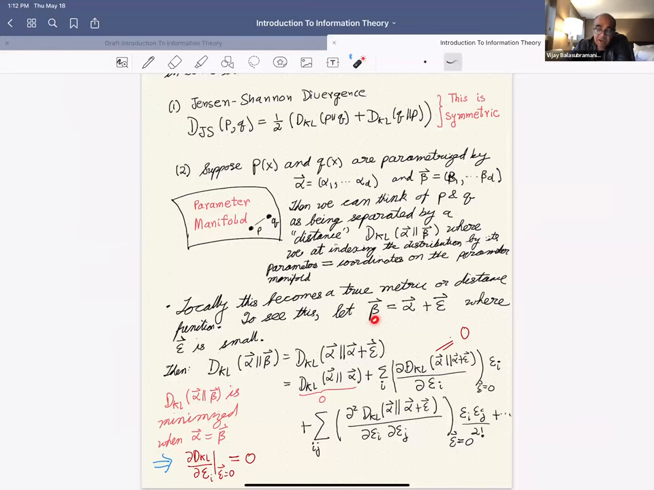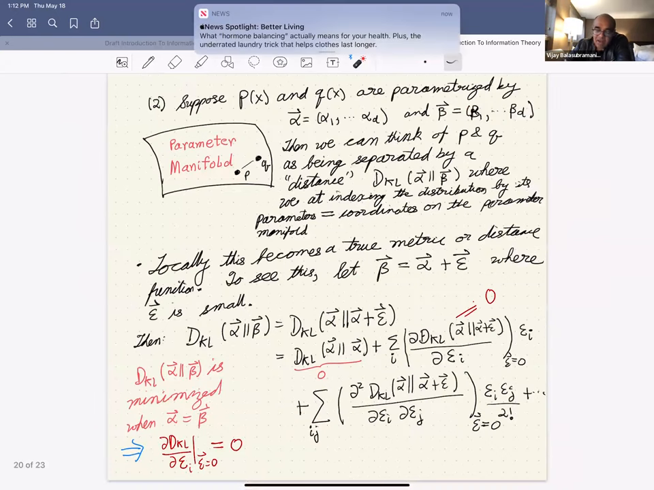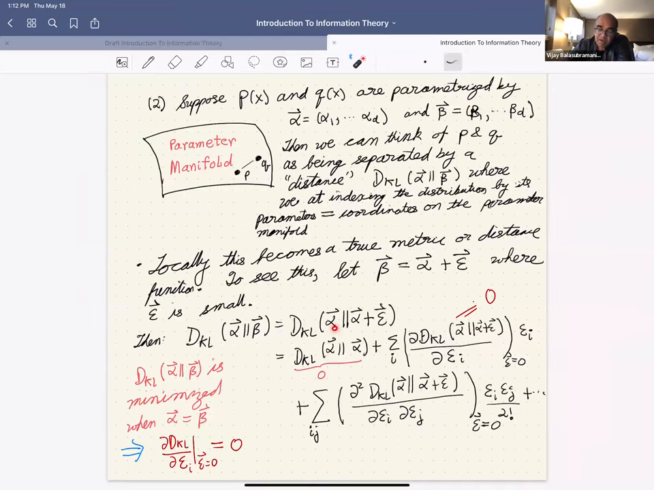Now, as we said earlier, if I have two distributions that are identical to each other, their relative entropy will be zero. That's gone. Also, since the relative entropy is positive everywhere, it'll be minimized when the two models are identical. So when epsilon is zero, the first derivative with respect to the parameters will be zero. And then you have the second derivatives. So you have a quadratic form here, the second derivatives of the relative entropy with respect to the parameters. So there's a matrix of parameters here. This is an important quantity. It's called the Fisher information.